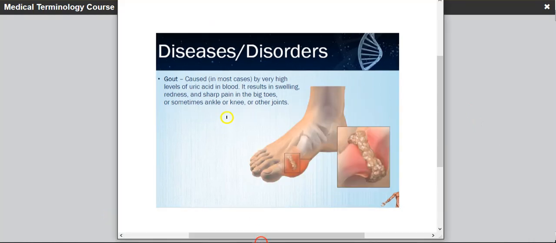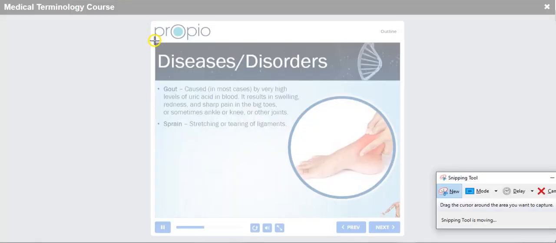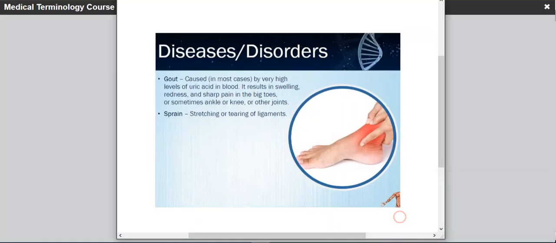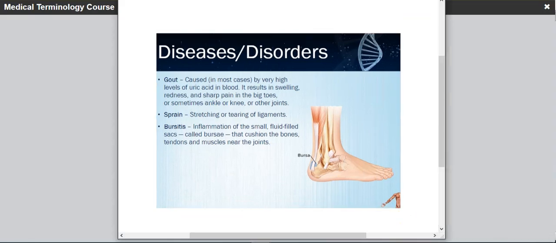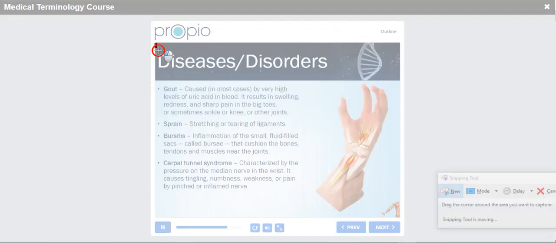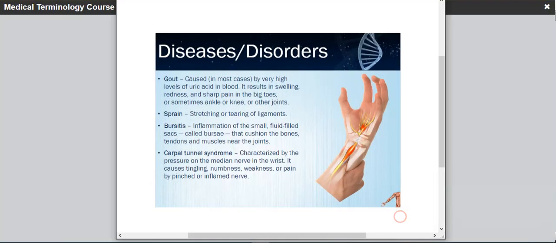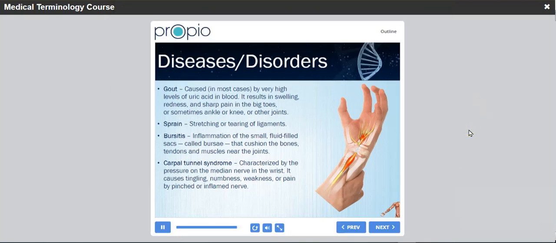Sprain is the condition when the ligaments are suddenly stretched or torn. Bursitis is the inflammation or irritation of a bursa sac, a cushion between the bones. Carpal tunnel syndrome is characterized by the pressure on the median nerve in the wrist. It causes tingling, numbness, weakness, or pain by pinched or inflamed nerve.